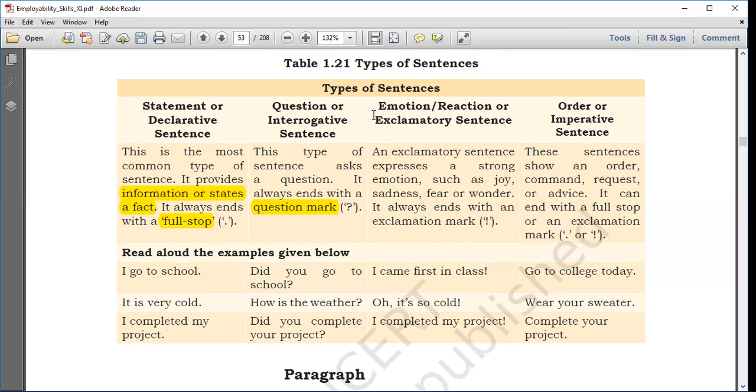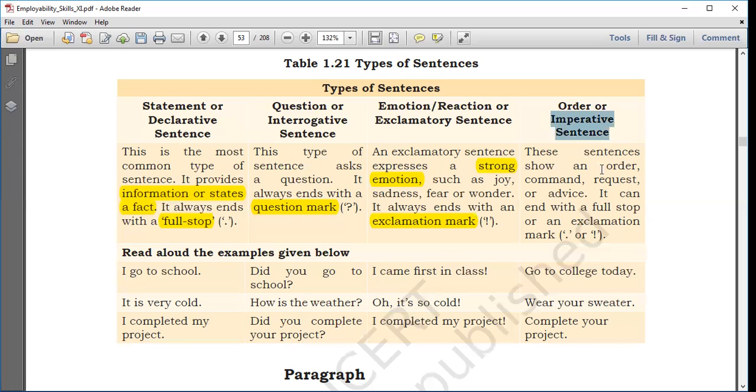Third category is exclamatory. Exclamatory expresses a strong emotion. Now, the emotion can be joyful, it can be sad, it can be fear of something, or wonder. So they always end with an exclamation mark, like I came first in the class, right? It is a sentence which shows happiness and joy. So such a sentence is an exclamatory sentence. Oh, it's so cold, right? So this comes in the wonder category. I completed my project. Again, you are joyful, you are happy. So these are exclamatory sentences.